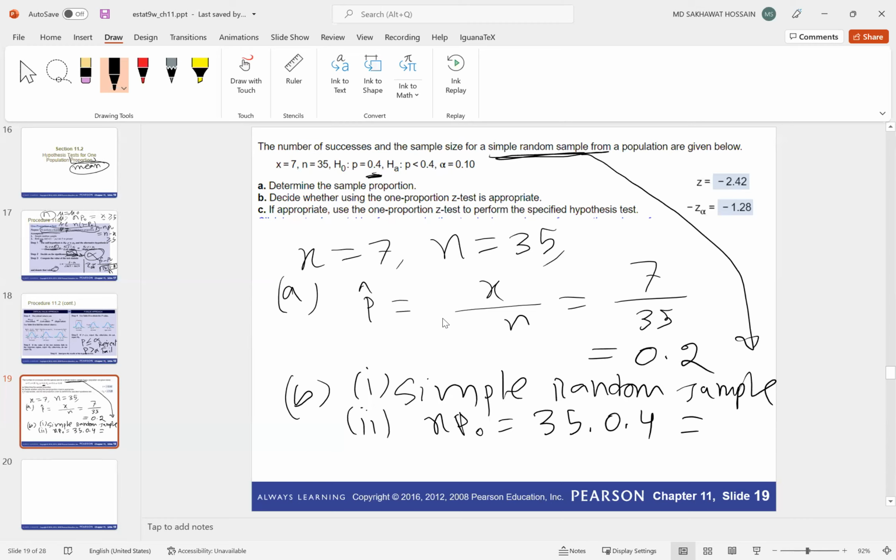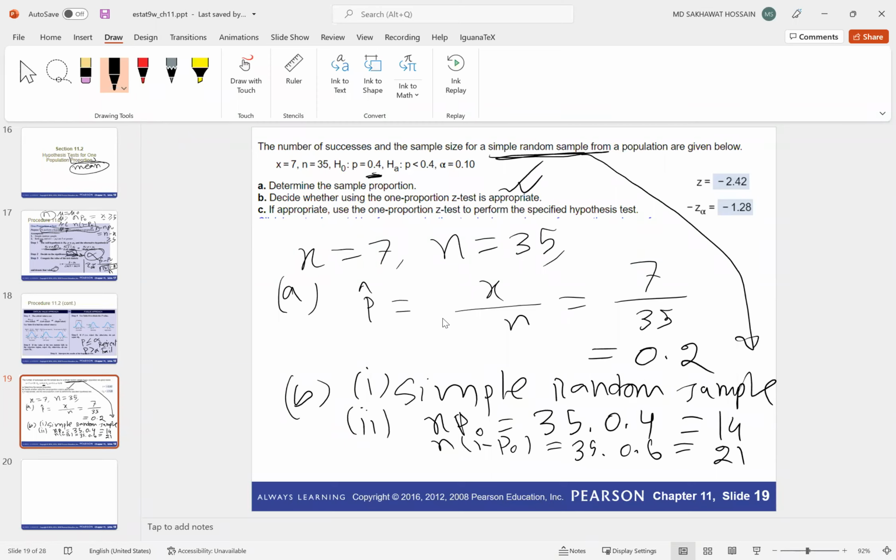14, I think. Okay, let me check. 35 times 0.4, yes, this is 14. So this is greater than or equal to 5. Then you need to calculate n times 1 minus p0. So that's 35 times 0.6, which is 21. This is also greater than or equal to 5, right? So that means this is appropriate.